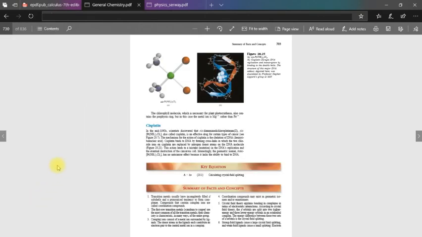Key equations. Key equations are helpful, but sometimes not all of them are written there. So be aware of that, because this could make you fall into a mistake.